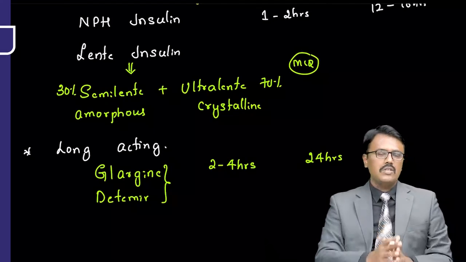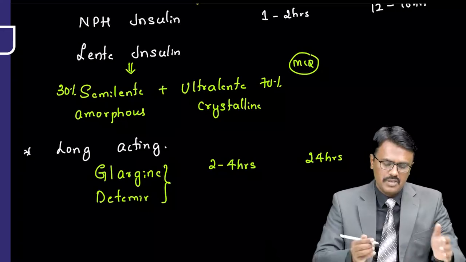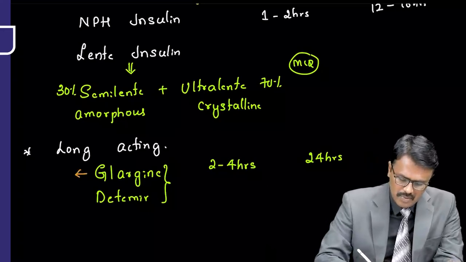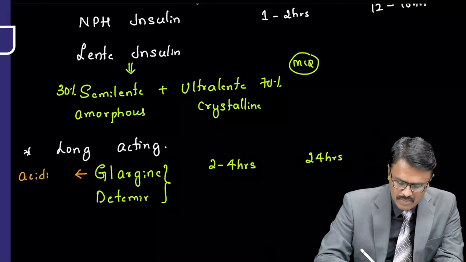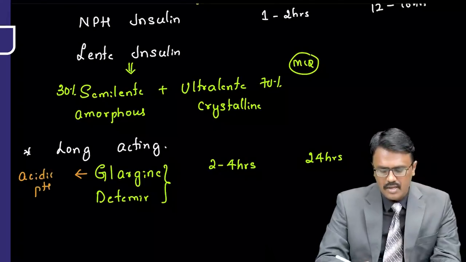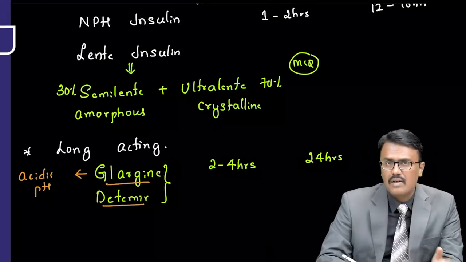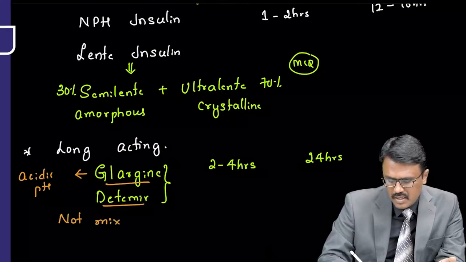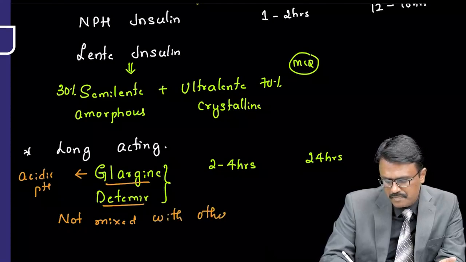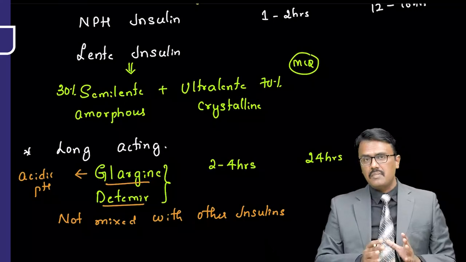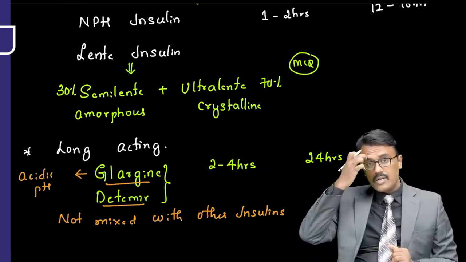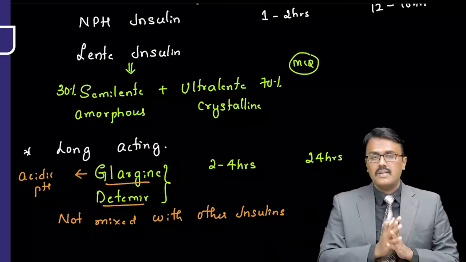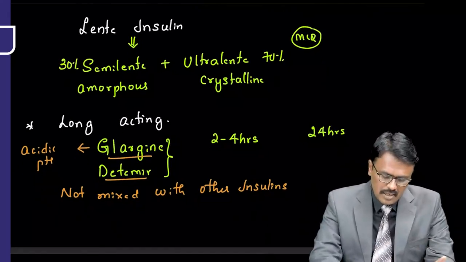Please remember, all the insulins are usually supplied at neutral pH. Glargine is the one which is supplied at acidic pH. Glargine and detemir are not mixed with other insulin. Other insulins can be mixed but not glargine and detemir. Again a question for you: they can also ask you which is available at acidic pH. It is glargine.